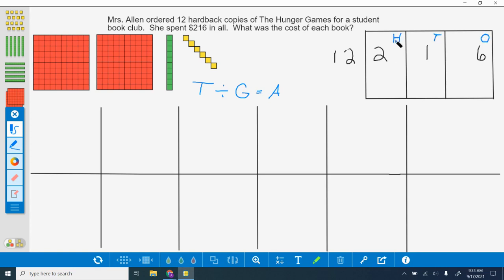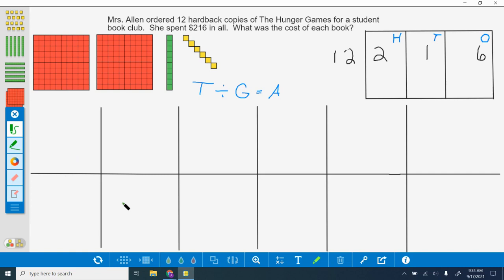So the H represented the hundreds place. He chose to signify that with the letter H, the T for the tens place, and the O for the ones place. So this is 2 in the hundreds place, a 1 in the tens place, and 6 in the ones place. And so he used that to help him stay organized. And I thought that was a fabulous idea. We wanted to share that with you.